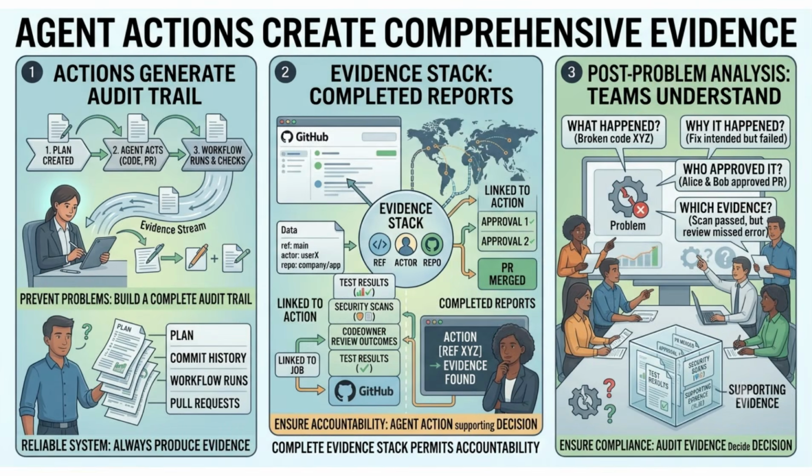Observability and evidence. Every agent action should generate evidence. A reliable system should always produce a clear plan, pull requests, commit history, workflow runs, test results, security scan reports, and review outcomes. This creates a complete audit trail. If a problem occurs later, teams can understand what happened, why it happened, who approved it, and which evidence supported the decision.